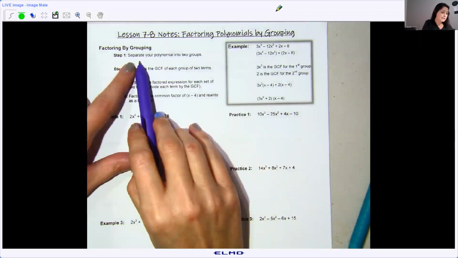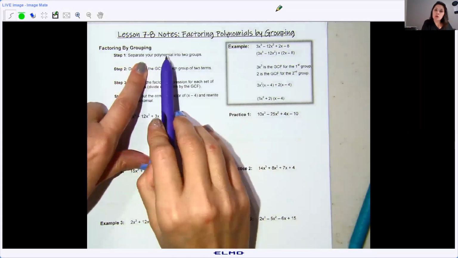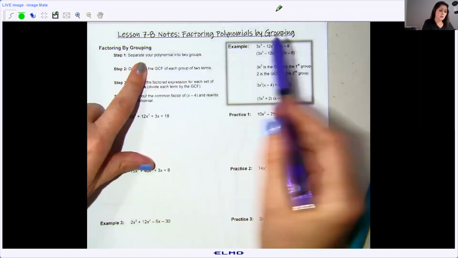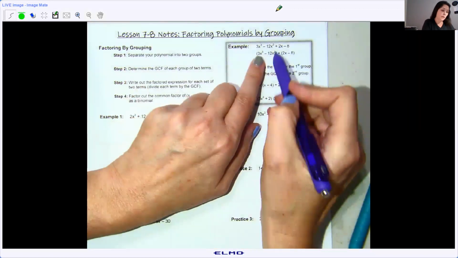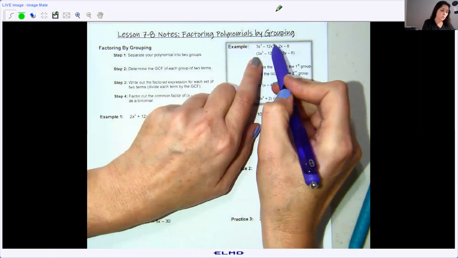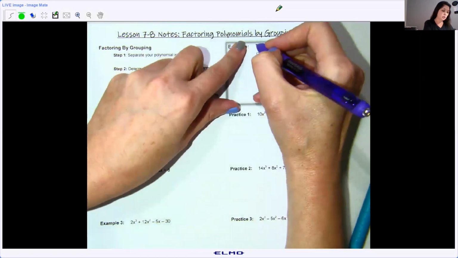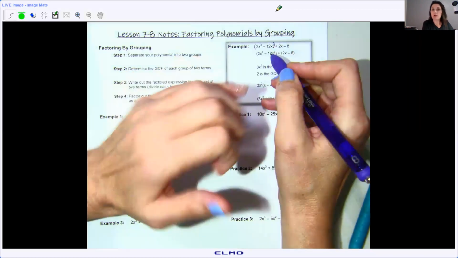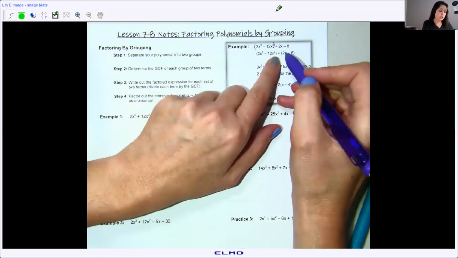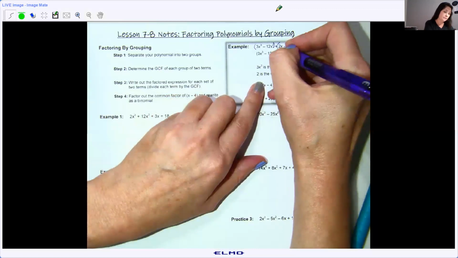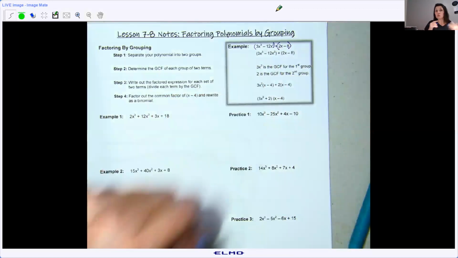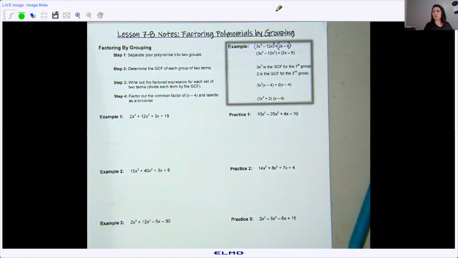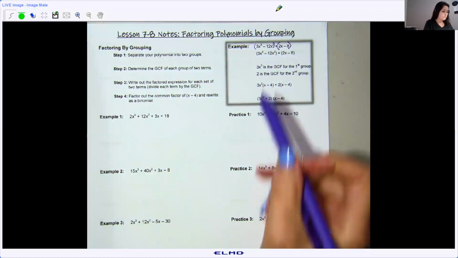All right, so step number 1 says to separate your polynomials into 2 groups. So if you look right here, we have 3x cubed minus 12x squared, and we took these 2 terms right here, and we just put a parenthesis around them as a binomial, okay? And then 2x minus 8, we did the same thing, okay? So that was step number 1. That's pretty easy. You can do that with all of these problems.